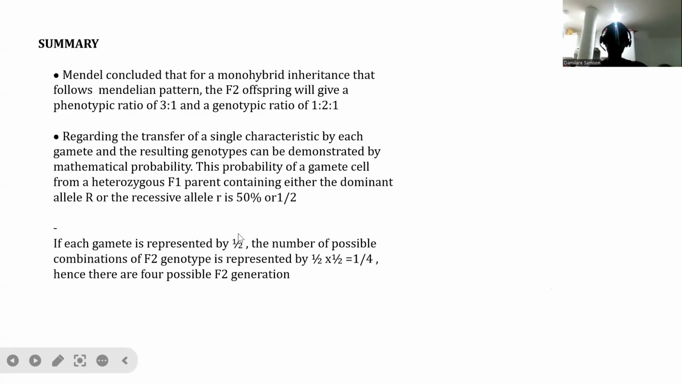So just go through it. It's direct. It's one of those things we've talked about. Okay, let me go through it so that you'll be able to understand. Regarding the transfer of a single characteristic by each gamete, the resulting genotype can be demonstrated by mathematical probability. The probability of a gamete cell from a heterozygous F1 parent containing either the dominant allele R or the recessive allele small r is 50% or 1/2.